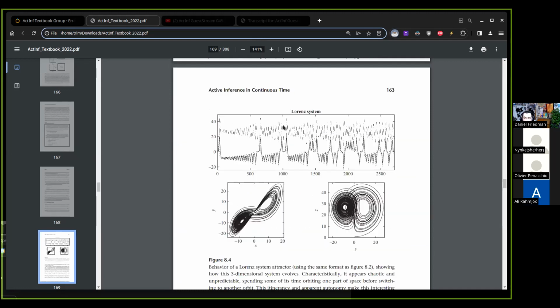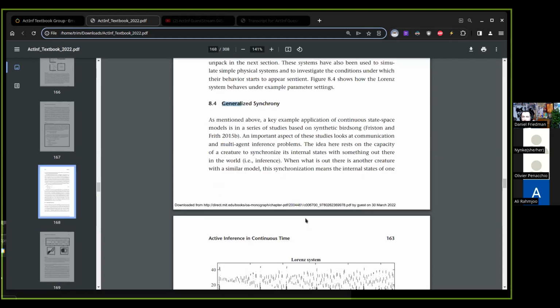This is also explored a lot more in live stream 34 on Markov blankets and stochastic chaos, I believe, where solitary and coupled Lorenz attractors are modeled. It's a super fascinating work.